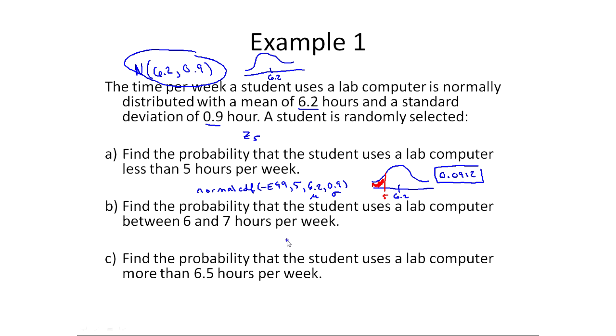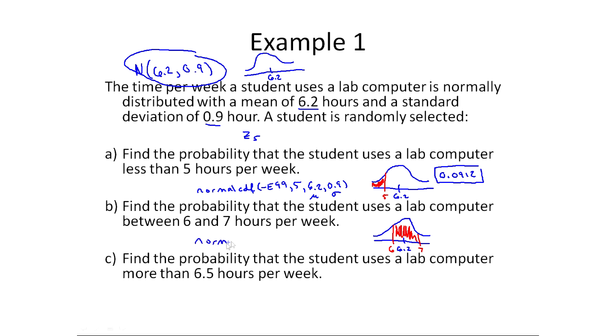For example, here it says find the probability that the student uses a lab computer between 6 and 7 hours. So I would say, well, that's the same thing as the area under the normal curve that represents the distribution of time. So here's my 6.2. 6 is just below this, so we're probably about right here. And 7 is a little bit above. So I'm giving myself a little room to draw, but we're looking essentially for this area. Okay, so again, we have our cutoffs this time. Like we did with Z, we have a 6 and a 7. So that's our left and our right-hand cutoff.